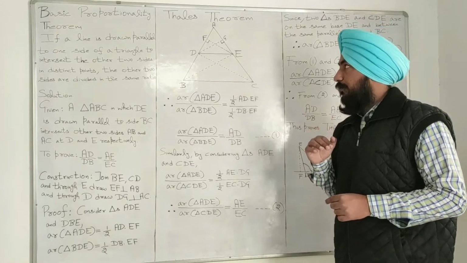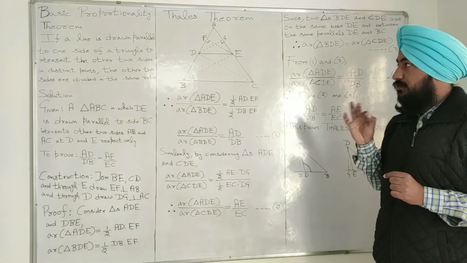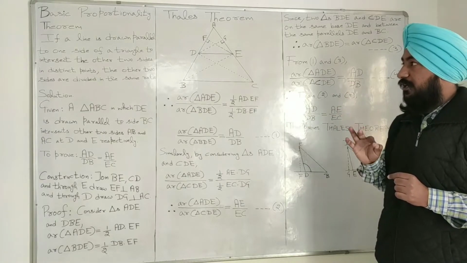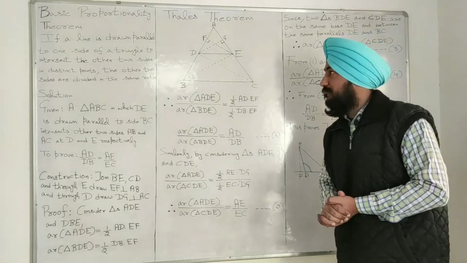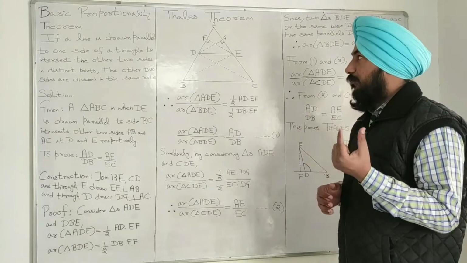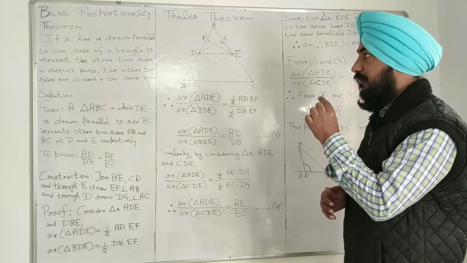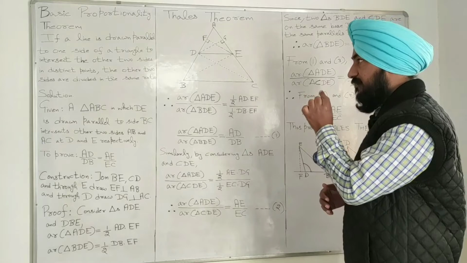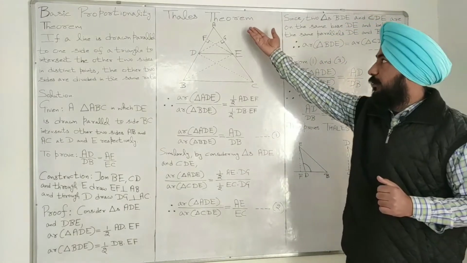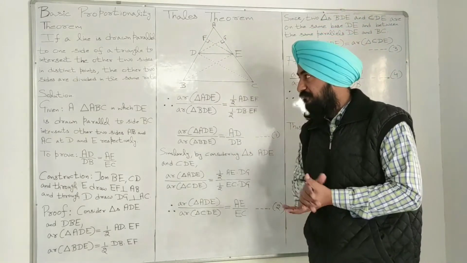If a line is drawn parallel to one side of a triangle to intersect the other two sides in distinct points, the other two sides are divided in the same ratio. I am repeating the statement again. This is the statement of Thales theorem, or basic proportionality theorem.